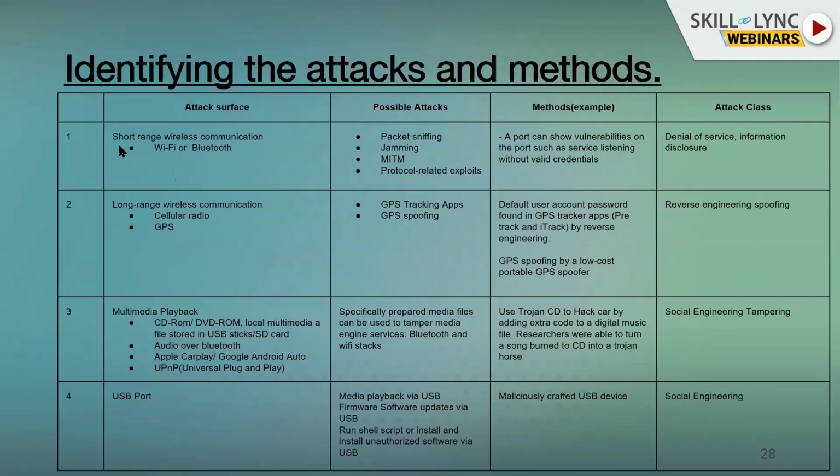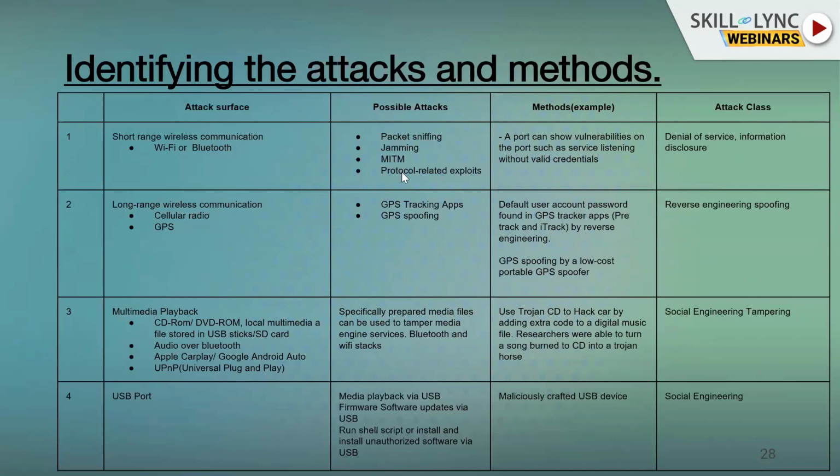So your Wi-Fi or Bluetooth could be your attack surface, your cellular radio, which are the long-range wireless communication, your GPS, your multimedia, which is all over your in-vehicle infotainment system. Your USB could be there. Wi-Fi or cellular network could also be over the gateway, so the gateway could also have cellular connectivity. Fine. So corresponding to the attack surface that I have identified over that network, what could be the possible attacks?